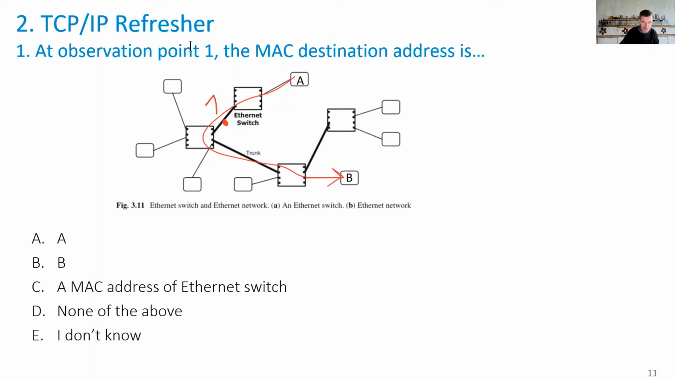Question 1 is here. I'm showing smart grid automation. It's a picture taken from the book that I recommend on the smart grid, showing two devices, A and B, and they communicate over a network of Ethernet switches here. At observation point 1, we put a packet sniffer. Which MAC destination address will we see?